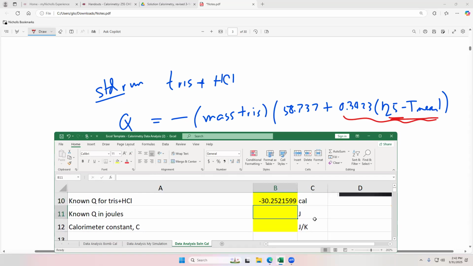That's calories. What would that be in joules? How do you convert calories to joules? One thermochemical calorie is 4.184 joules. Times 4.184. So minus 126 joules. So what's our calorimeter constant?